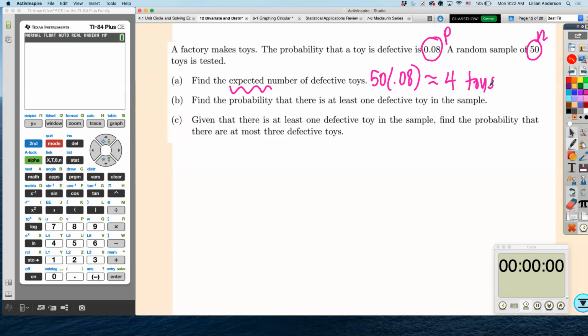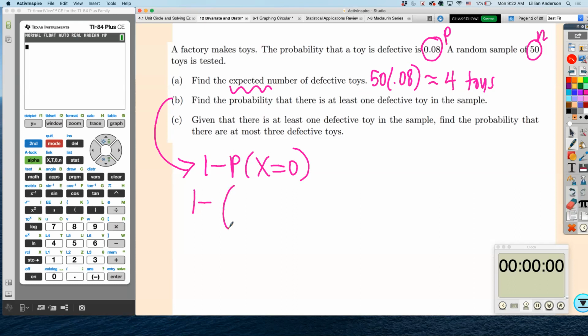Now we're going to find the probability that there is at least one defective toy in the sample. At least one means I'm trying to figure out if there's 1 toy, 2 toys, 3 toys, 4, 5, 6, 7, 8, 9, 10, all the way up to 50. I essentially have to find every single one of those probabilities from 1 all the way up to 50. Or I can find the probability of there being 0 that are defective and then do 1 minus that. And that would be the easier way.